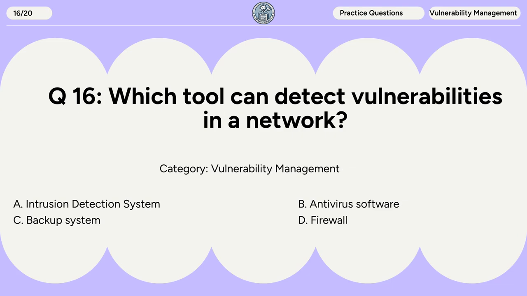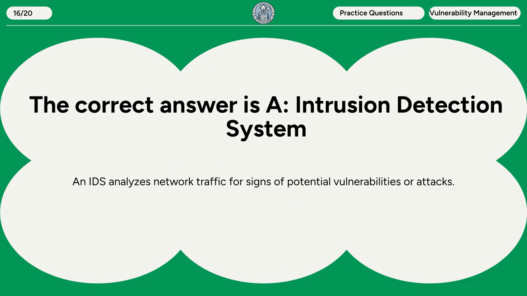Question 16. Which tool can detect vulnerabilities in a network? A. Intrusion detection system. B. Antivirus software. C. Backup system. D. Firewall. The correct answer is A. Intrusion detection system. An IDS analyzes network traffic for signs of potential vulnerabilities or attacks.